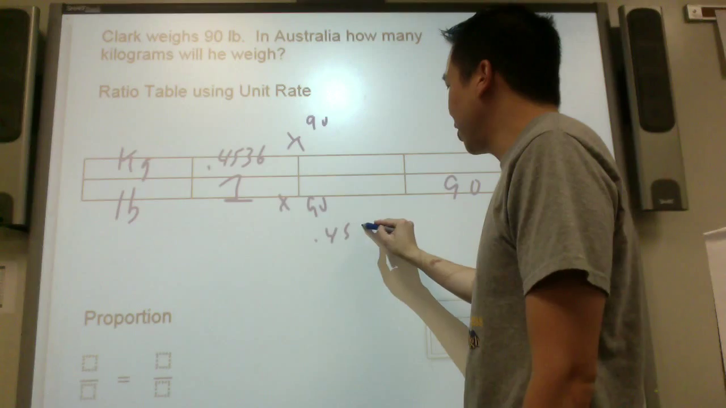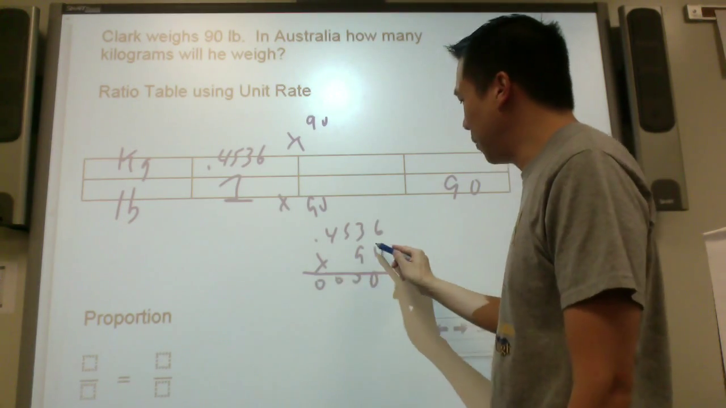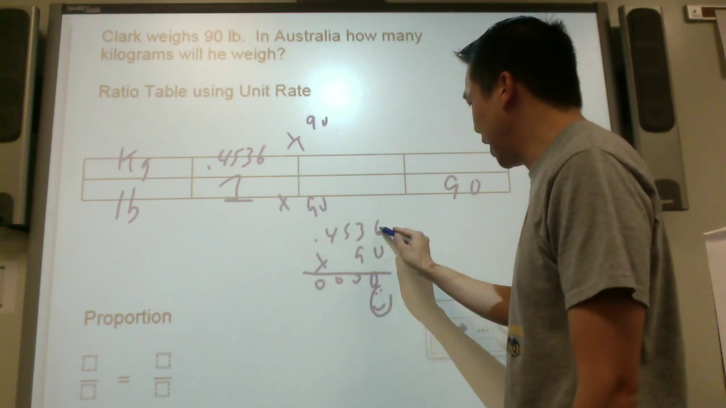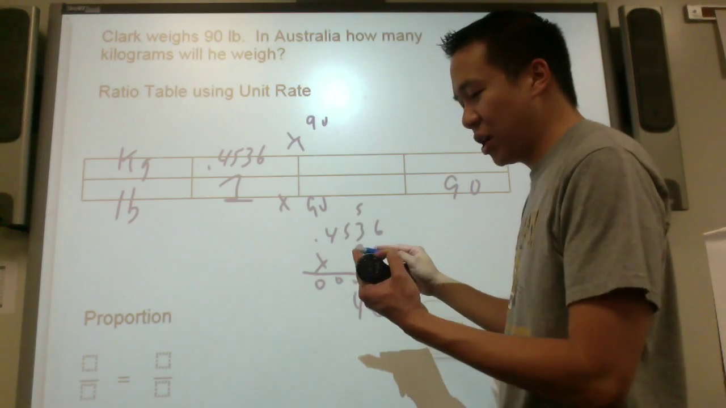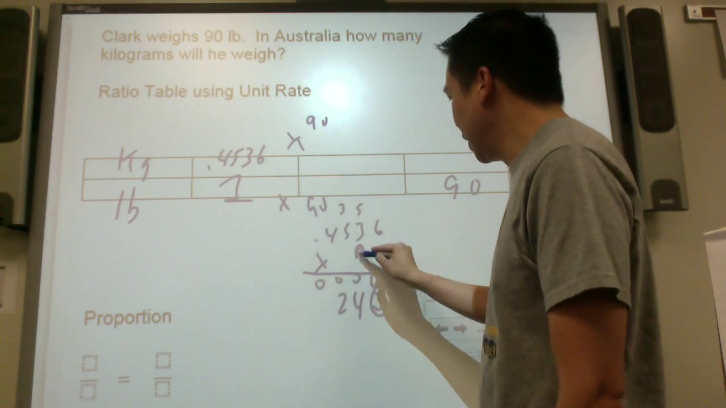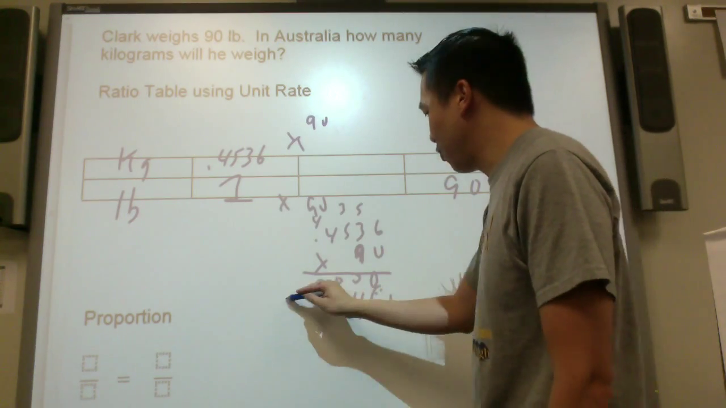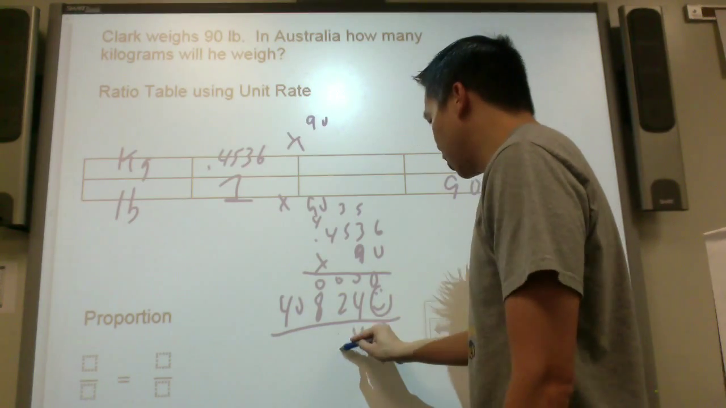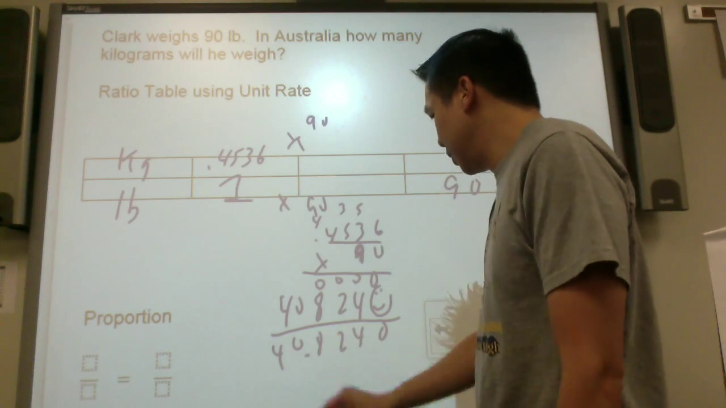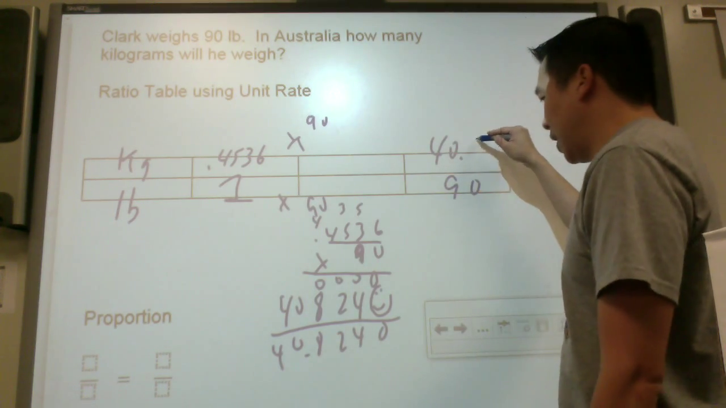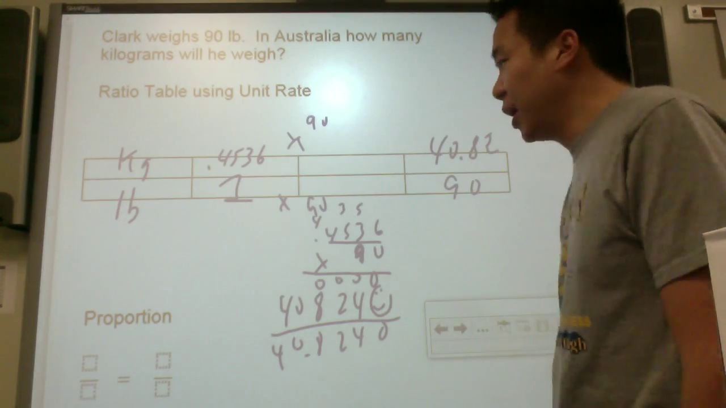So 0.4536 times 90. That's 0, 0, 0, 0. Put a smiley face here. 9 times 6 is 54. Carry the 5. 9 times 3 is 27, 28, 29, 30, 31, 32. Carry the 3. That's 45 plus 3, 48. Carry the 4. That's 36, 37, 38, 39, 40. So 0, 4, 2, 8, 0, 4. 4 places, so the decimal goes right here. So in Australia, he'll weigh about 40 and 8,200 thousandths, or about 41 kilograms.